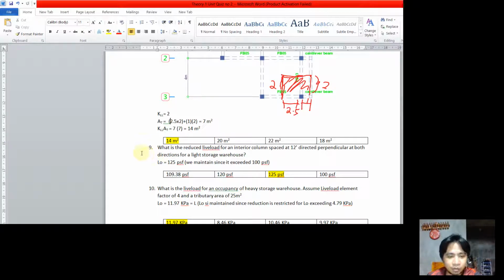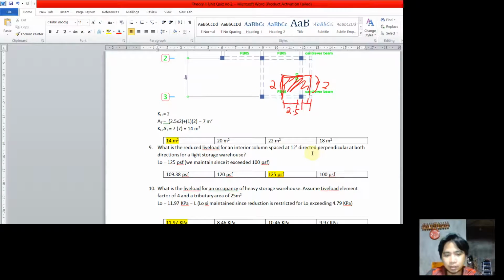So number 10, what is the live load for an occupancy of heavy storage warehouse? So although they have given element factors here as well as tributary area, we are not allowed to reduce a certain unreduced live load equivalent to or exceeding 4.79 kilopascal. That is why we're going to maintain 11.97 kilopascal for this.